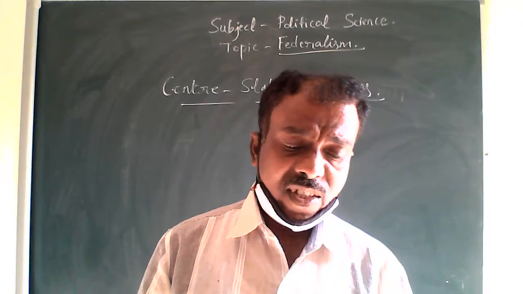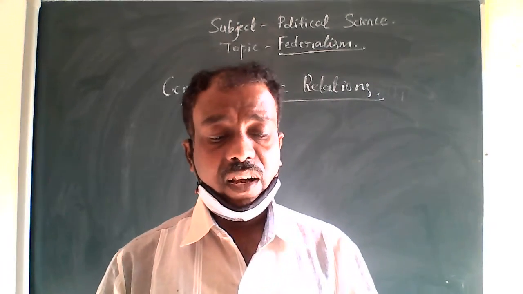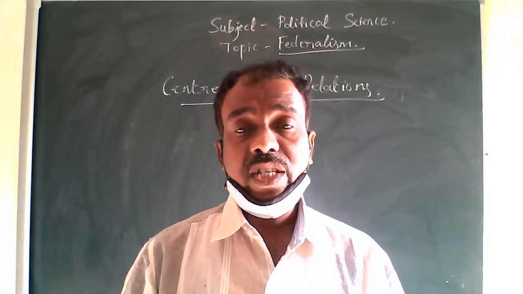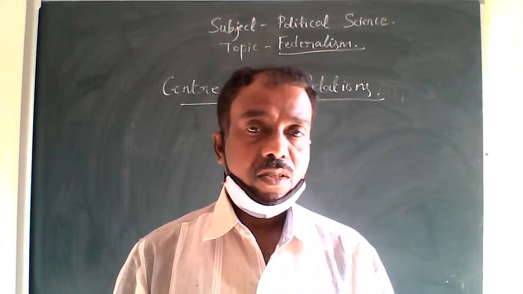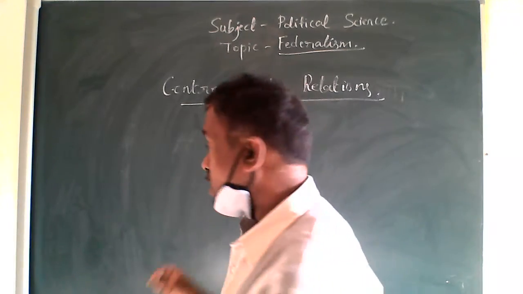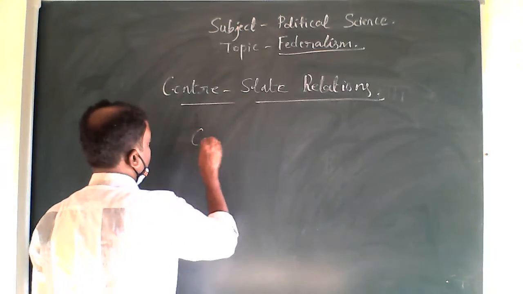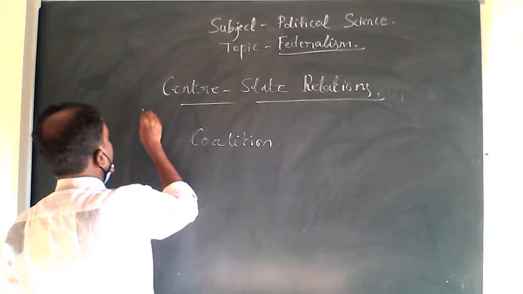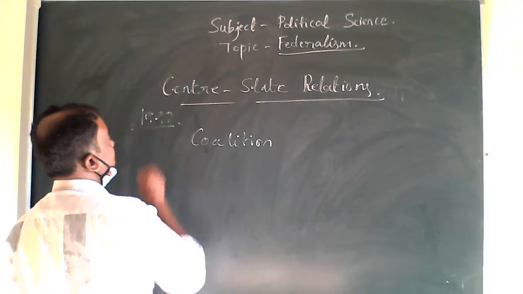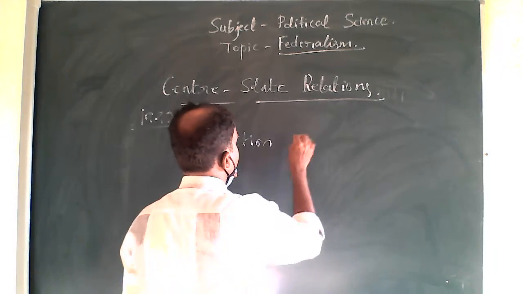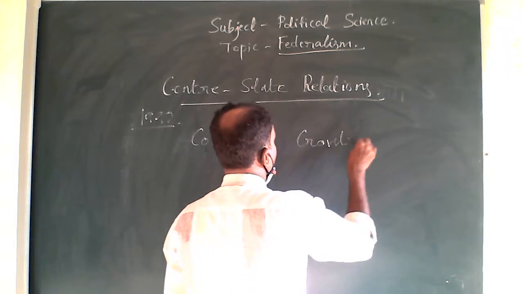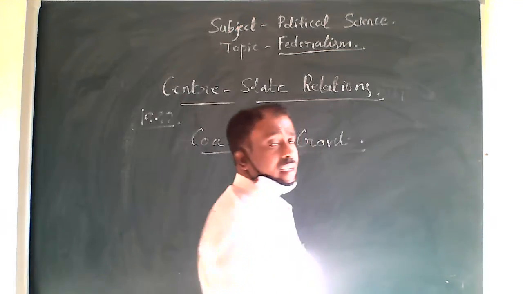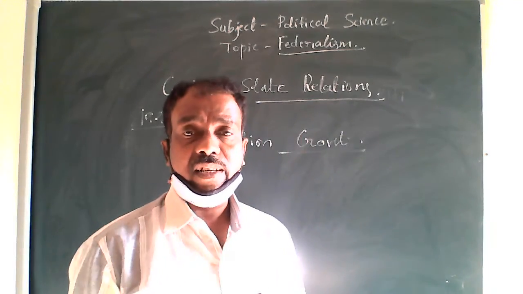So this was also the beginning of the era of coalition government. So already all of you know what a coalition government is, especially after 1990. So coalition government, in Kannada, we call it samishra sarkara.